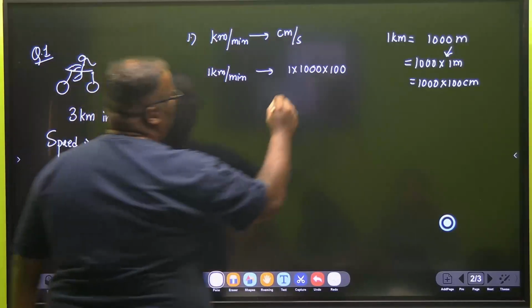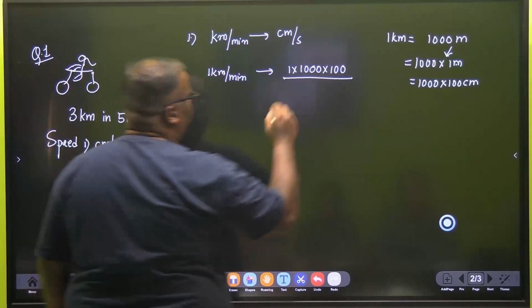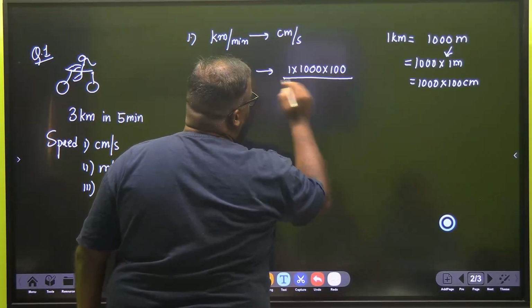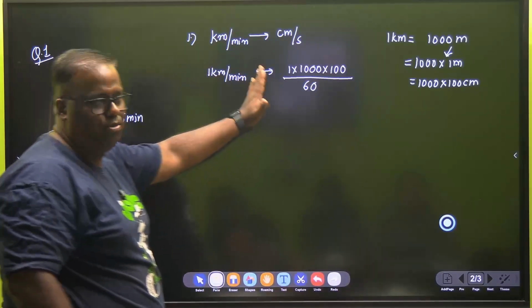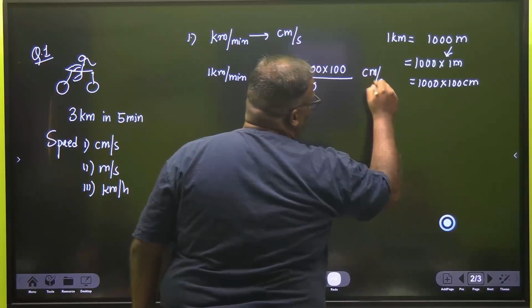And next, we have to convert minutes into seconds. So this is 1 minute. A minute is 60 seconds. This is the conversion factor. So now your answer is getting reported in centimeter per second.